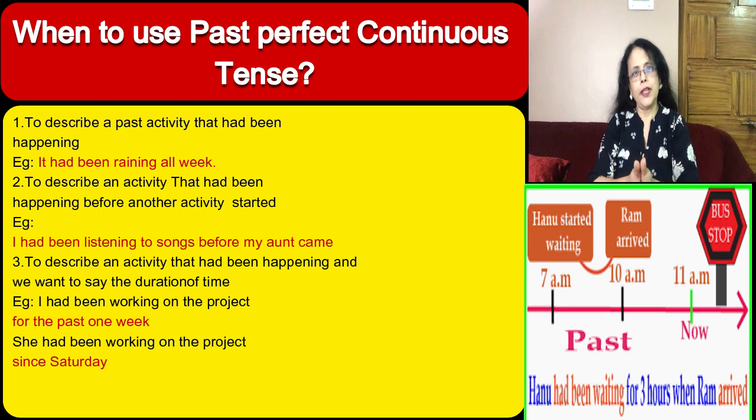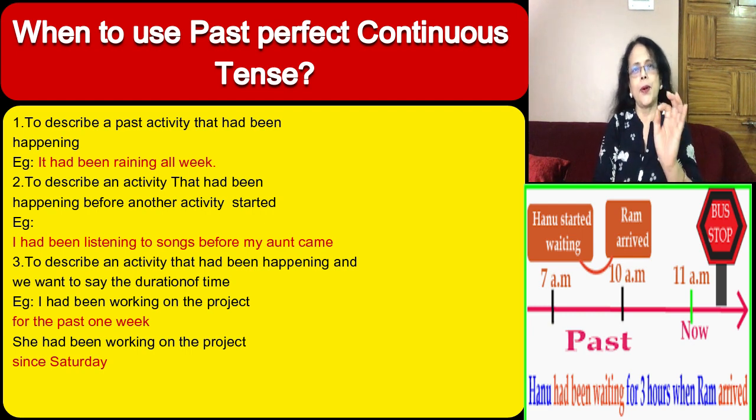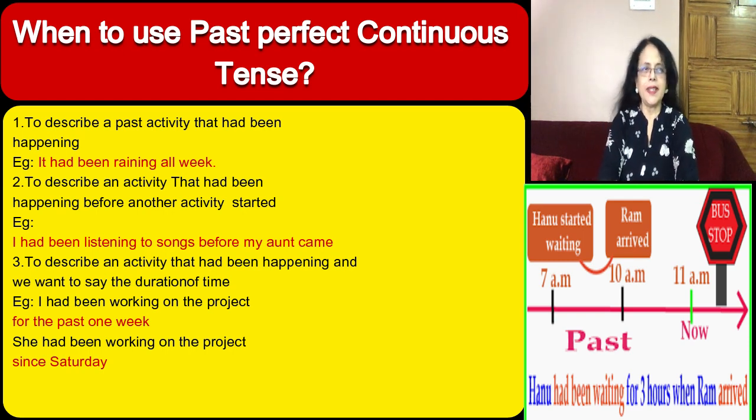We use for to show the period of time. And we use since to show point of time. Period of time, for. Point of time, since. For the past 1 week is the period of time. And since Saturday, it's point of time. So we use for or since accordingly. Hope you got it. So you have seen when to use past perfect continuous tense.